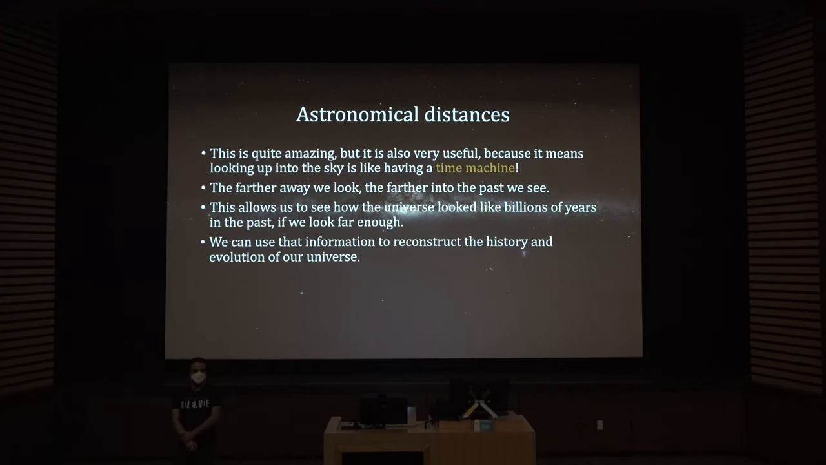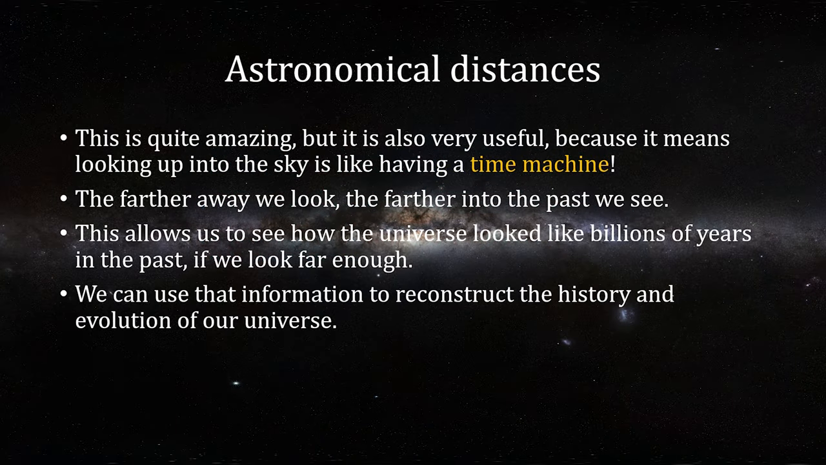This is, of course, quite amazing, but it's actually also very useful because it means when you look up in the sky, it's kind of like having a time machine. And the farther away you look, the farther into the past you see. So this allows us to see how the universe looked millions or billions of years in the past, if we can look far enough, which means if we have instruments that are precise enough. We can use that information to reconstruct the history and evolution of our universe.